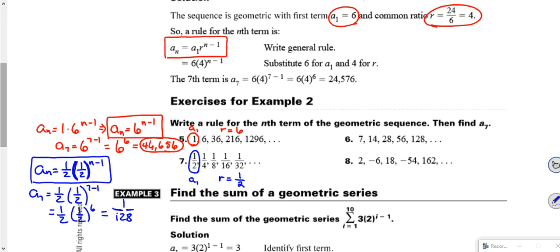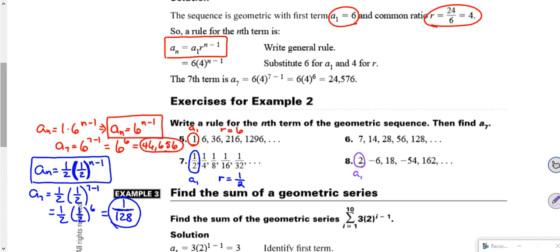Let me scroll up a little bit. There we go. So let's do number 8. I'm going to skip number 6 just for time. So number 8 here, of course, this is my a sub 1. Okay. What would my r be?